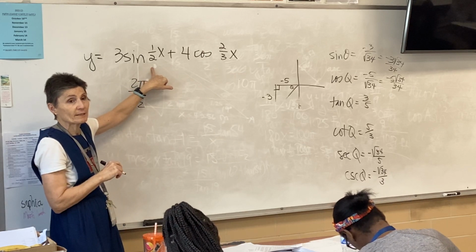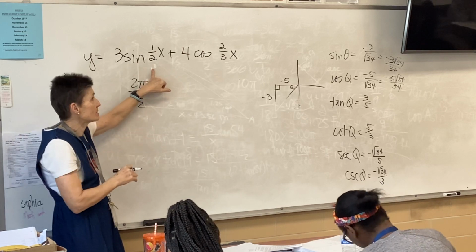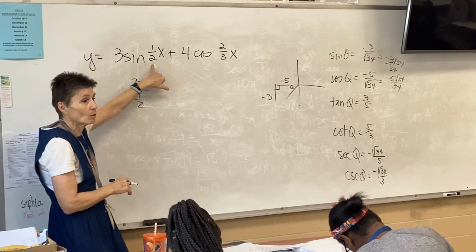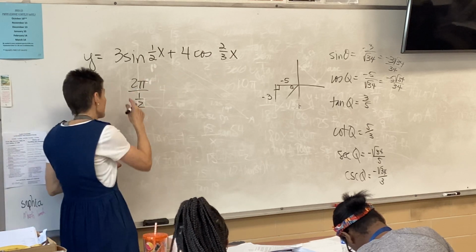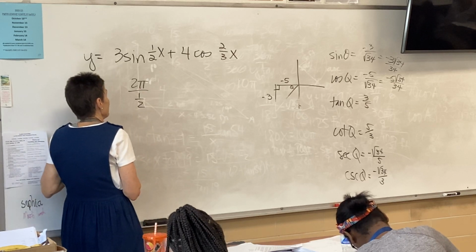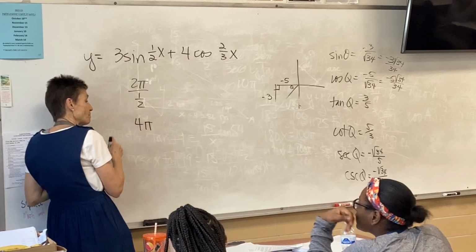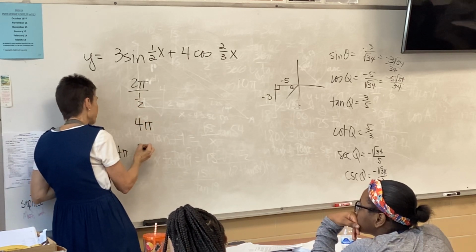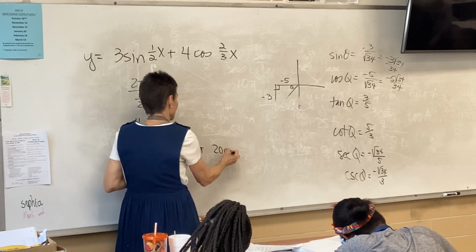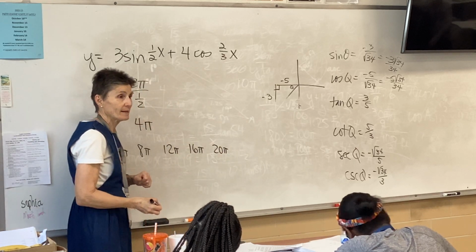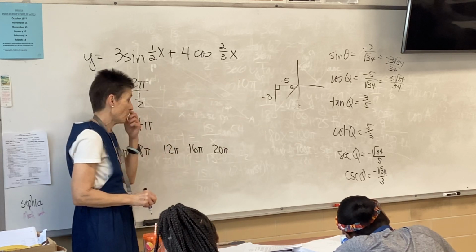We have to know how to find the period in lots of different kinds of problems. Graphing, writing equations. Period is 2 pi divided by the coefficient on x if it's a sine or a cosine, which this is. So what's 2 pi divided by 1/2? 4 pi. So the period of this is 4 pi, which means that every 4 pi, this curve starts over. So it starts over at 4 pi, 8 pi, 12 pi, and so on.